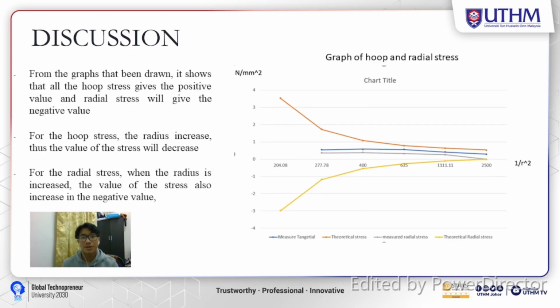Okay, for the discussion, from the graph that has been drawn, it's shown that all the hoop stress give the positive value and the radial stress will give the negative value. For the hoop stress, as the radius increases, the value of the stress will decrease. For the radial stress, when the radius is increased, the value of the stress also increases in the negative value.